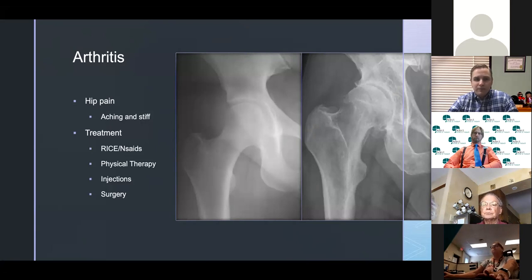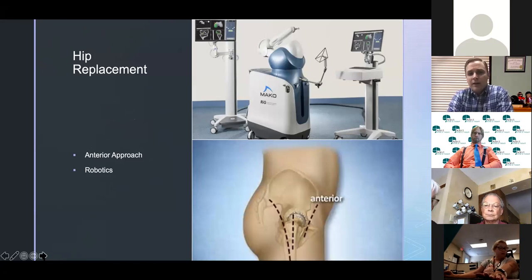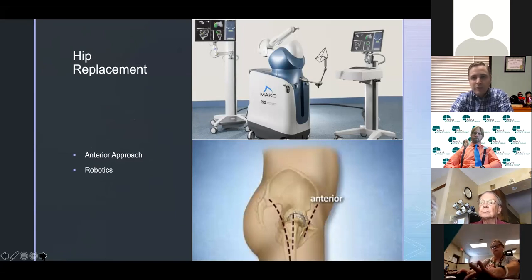When we look at surgery for the hip, it's a hip replacement. There's a lot of great things that we're able to do with hip replacement, and that's a whole other talk that I could spend hours talking about.